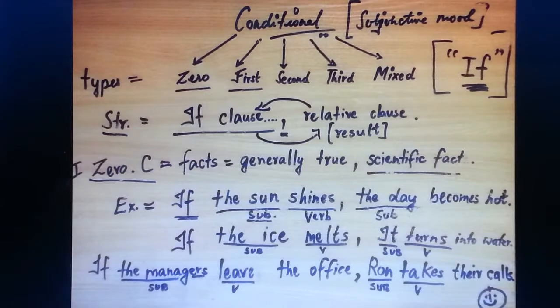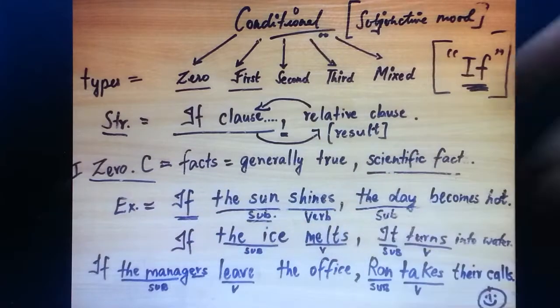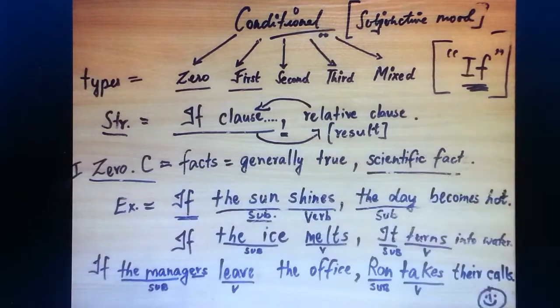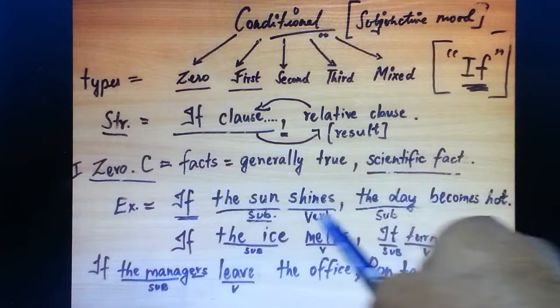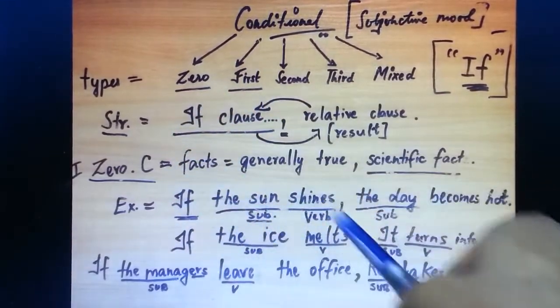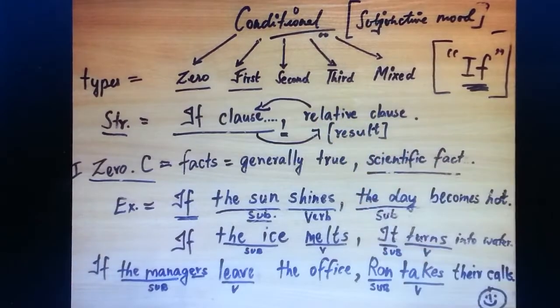Well, let's start the examples. First example: if the sun shines, the day becomes hot. Now look at the sentence, please. Let's analyze this sentence. We use if, which is the if clause, the first part of the sentence. Then we put a comma, and the second part is the relative clause. Good. So this is the structure.